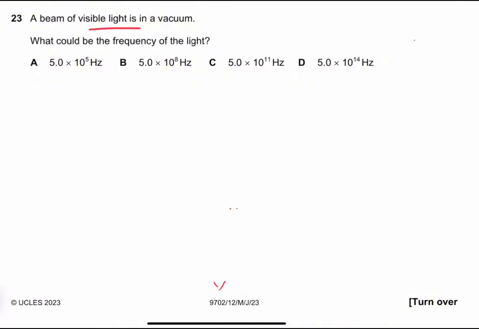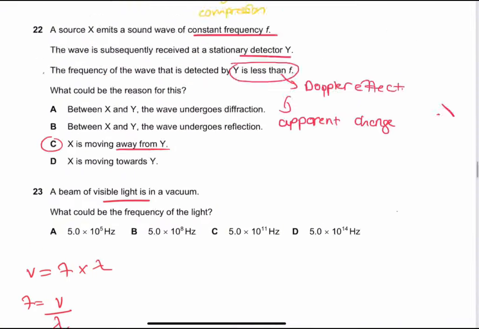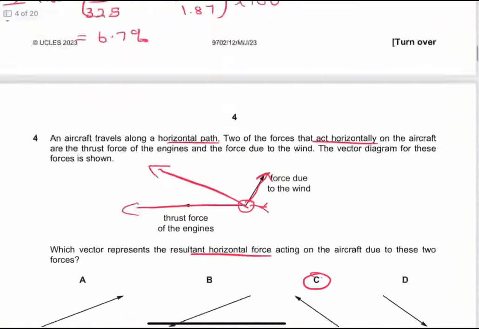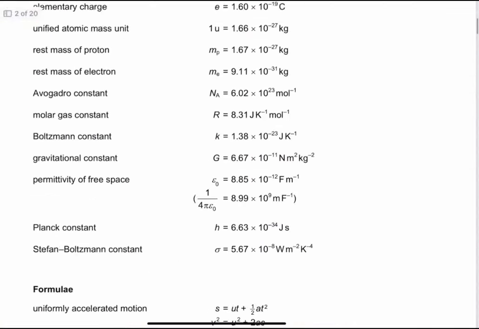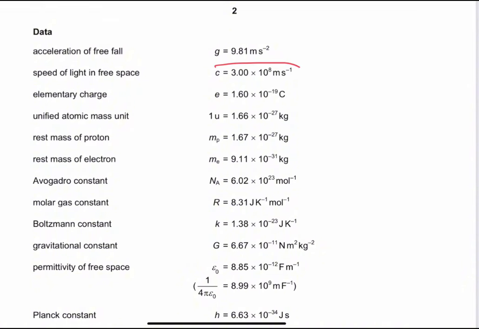What could be the frequency of the light? So get this, guys. The velocity V is actually equal to the frequency multiplied by the wavelength. So if you're asked to find the frequency, it will be the velocity V over lambda. But for light, what is the speed of light? Well, if you go to the beginning of every question paper, you find the speed of light in free space. So if you don't remember the speed of light, you just go back to your first page, you find that speed of light there.